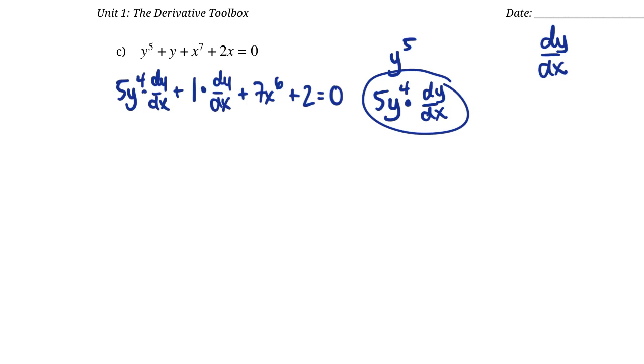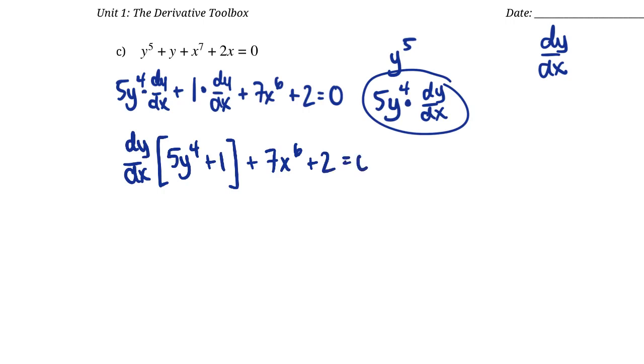We have taken the derivative of this function, or this relation, I should say. But we have two dy by dx's, and we essentially want to isolate for that to find the actual derivative explicitly. Notice how both those first two terms have dy by dx's in them. So let's factor that out. dy by dx times what's left, 5y to the 4 plus 1. And then we have over here this plus 7x to the 6 plus 2 equals 0.